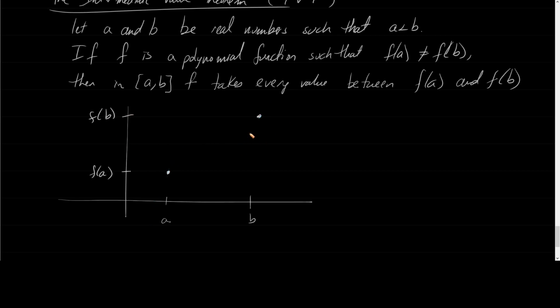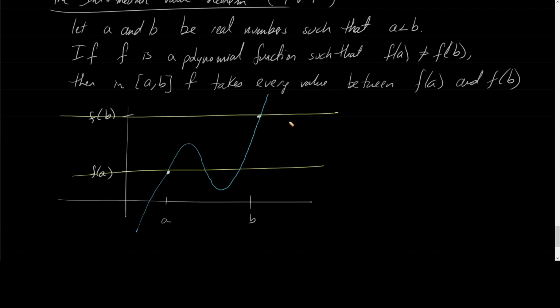And in fact, it can even go beyond those. Maybe if I did something like this, it can even go beyond them. But with the intermediate value theorem, all we're saying is we're guaranteeing that every single value in here is hit, some of them multiple times. The fact that some of these are beyond that range is okay.